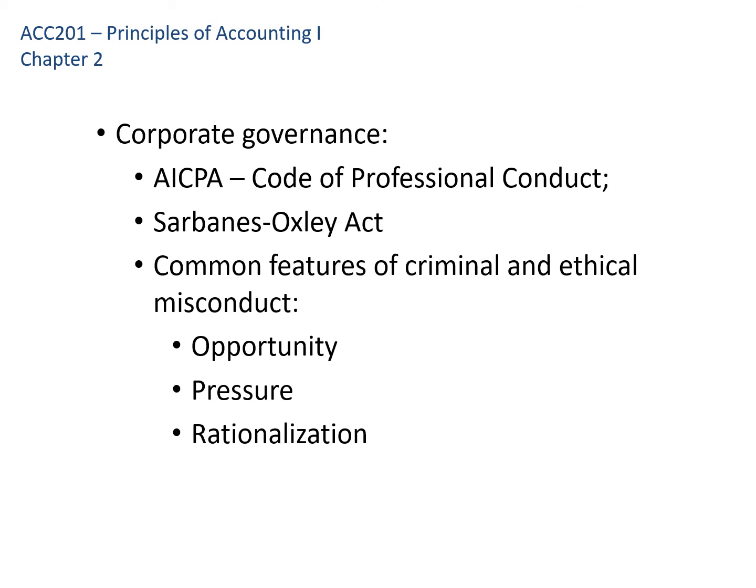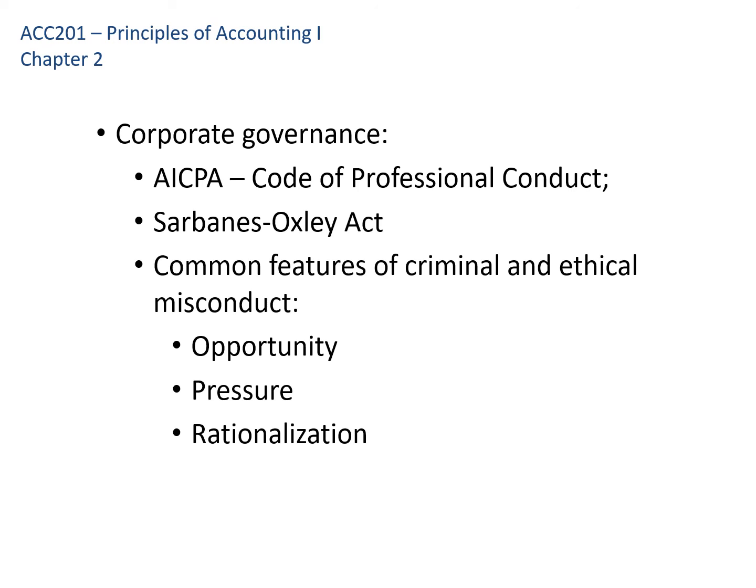So some common features of criminal and ethical misconduct, it's called the fraud triangle, is that there has to be an opportunity for fraud to occur. So maybe you have a box of cash in somebody's desk and it isn't locked up. Or people that work in the accounting system on their computers don't have passwords, so anybody can log in and do something in the accounting system that they don't have authority to do. So those would be examples of lax internal controls.